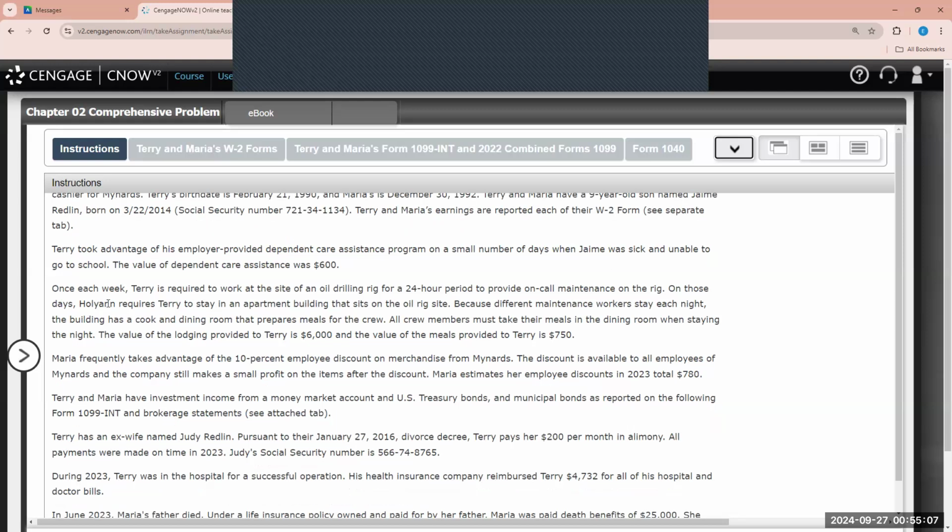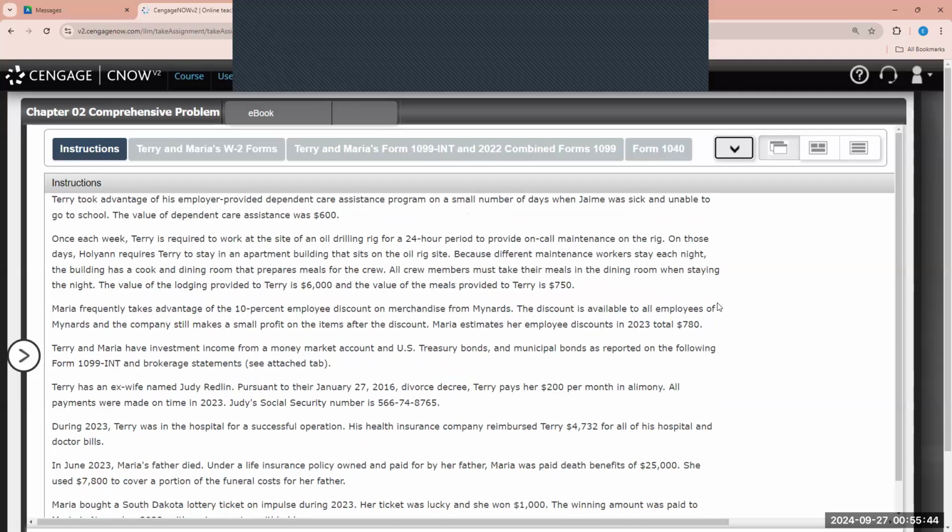Here it states, once each week, Terry is required to work at the site of an oil drilling rig for a 24-hour period to provide on-call maintenance of the rig. On those days, Holly Ann requires Terry to stay in an apartment building that sits on the oil rig site. Because different maintenance workers stay each night, the building has a cook and dining room that prepares meals for the crew. All crew members must take their meals in the dining room when staying the night. The value of the lodging provided to Terry is $6,000, and the value of meals provided to Terry is $750.